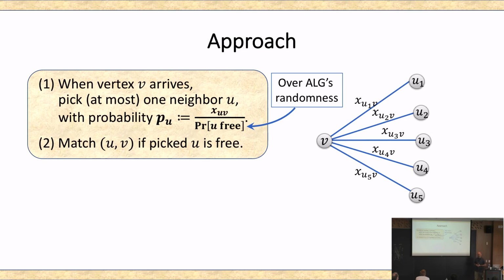Isaac, why am I lying? Because your probability is over 1. Because my probabilities could be over 1, right? I'm picking at most one node u. Each node u I pick with probability p_u. Well, then the sum of these p_u's better be a sub-distribution, right?